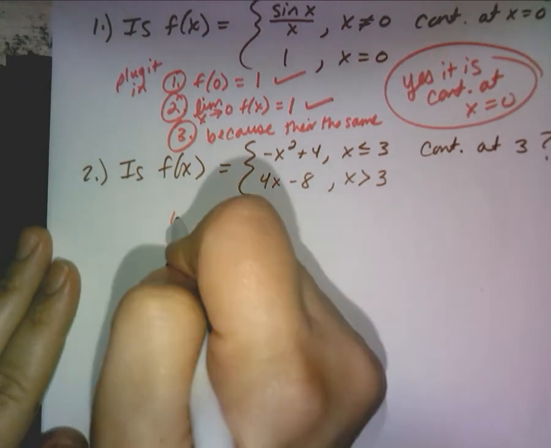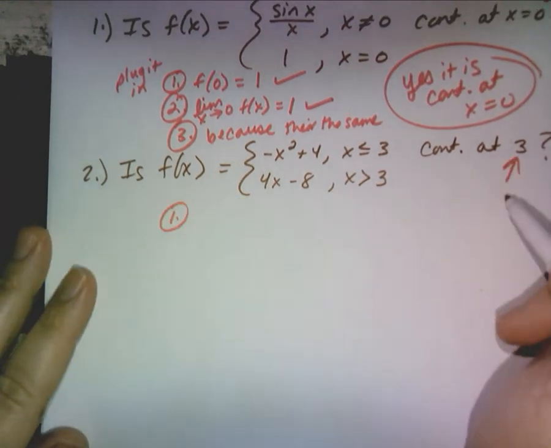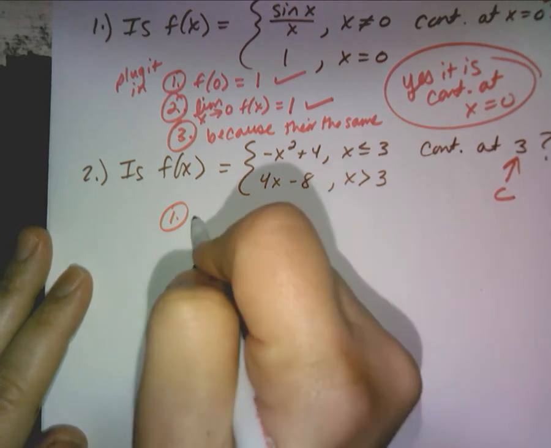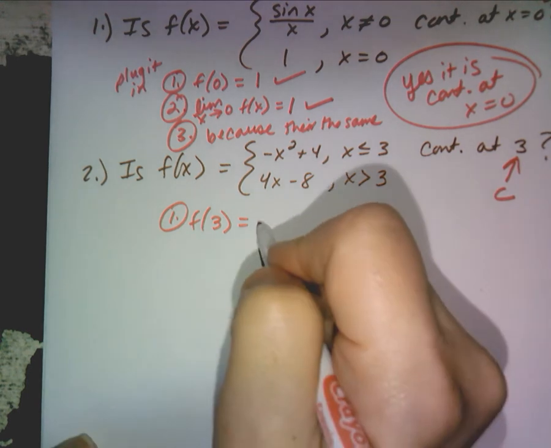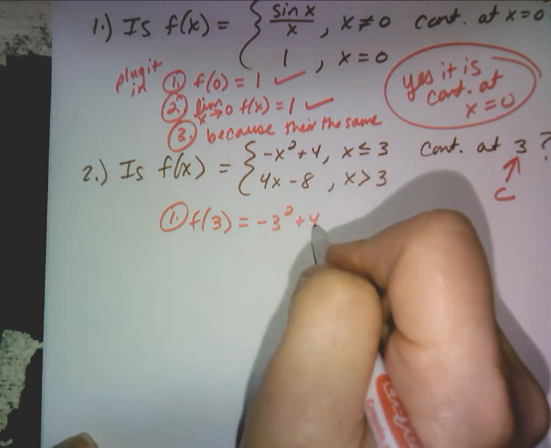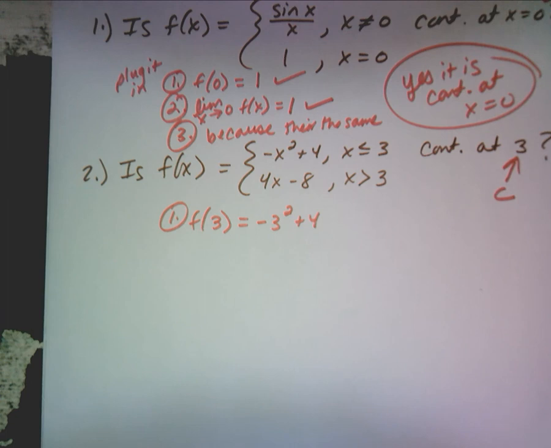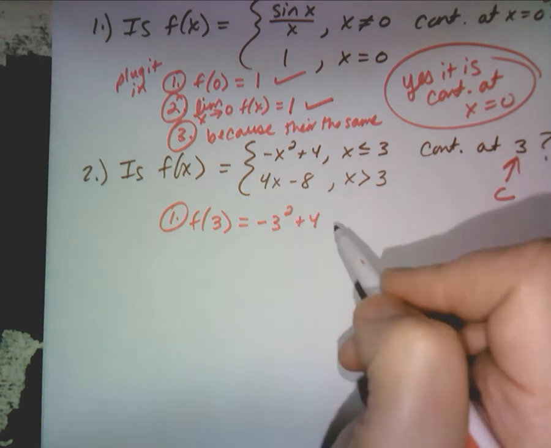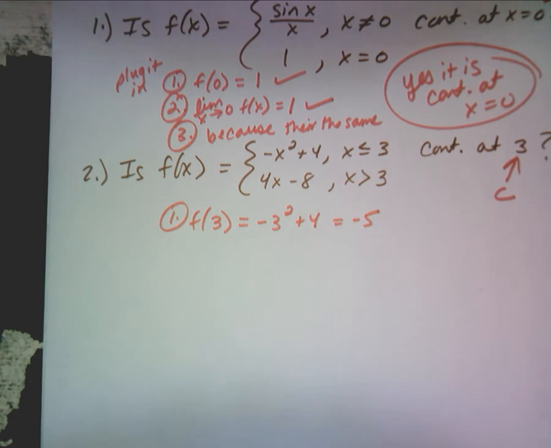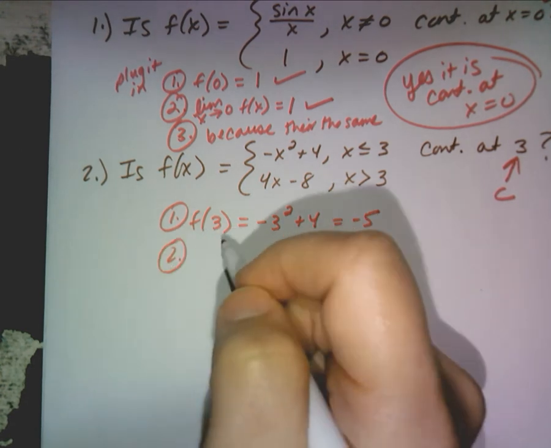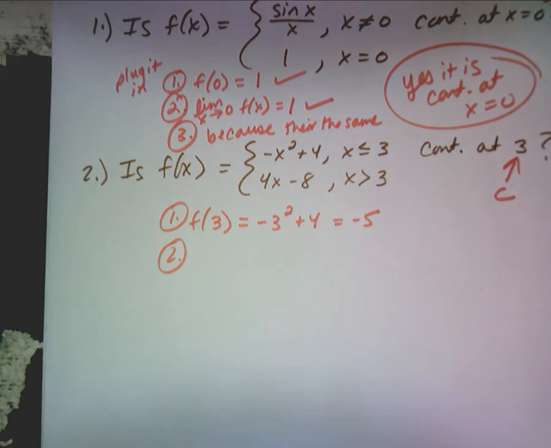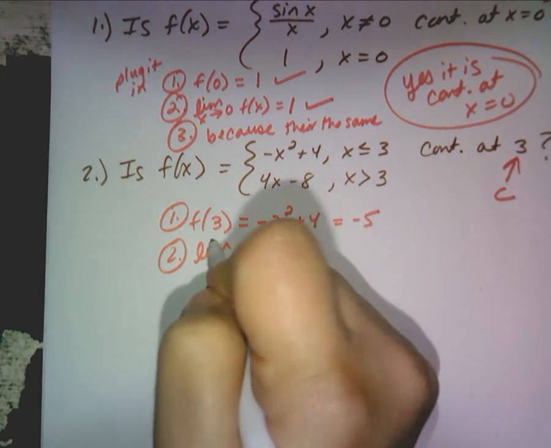So step number 1, plug it in. That's my c. My c is 3. So f of 3, would you plug it into the top or into the bottom piece? The top. So -3 squared plus 4. Do I square that negative? Yes or no? No. The negative is not in parentheses. So this is actually equal to -5. Right? Number 2, now you take the limit from both sides. Remember, that's what limit means.